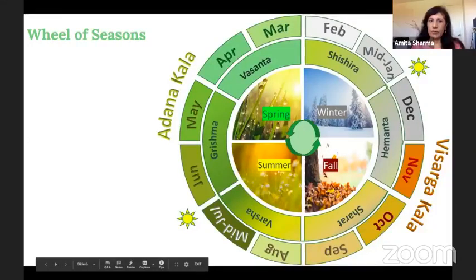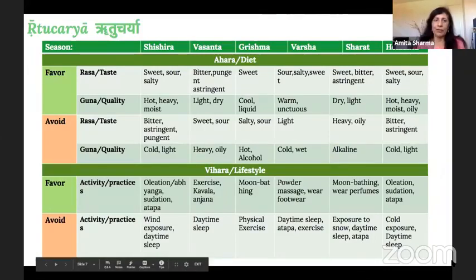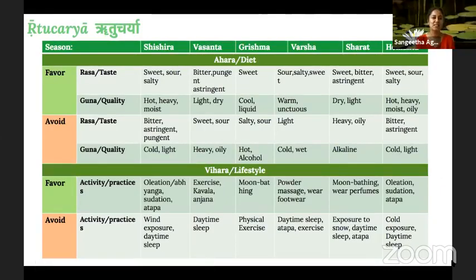Okay, so let's move on to what exactly we should do now. Exactly. So that's a good segue into this slide. Now that we understand how the seasons play out, let's take a look at what it is that we should be doing to stay balanced during different seasonal changes. This slide is an illustration of some of the dietary practices and lifestyle practices that we can adopt to mitigate the seasonal changes or effects that occur throughout the year.